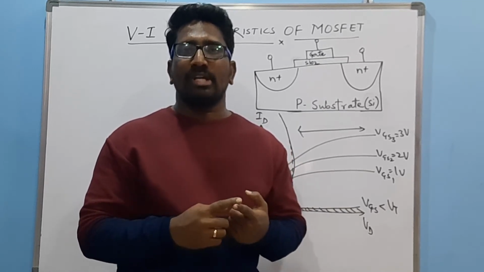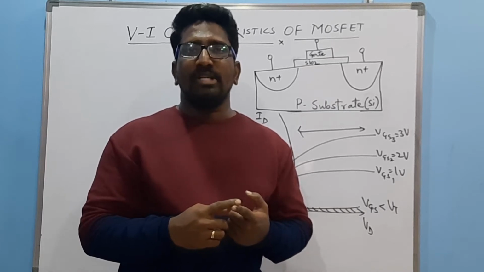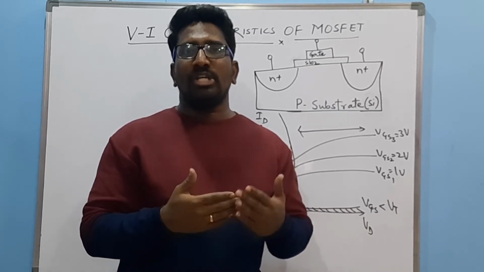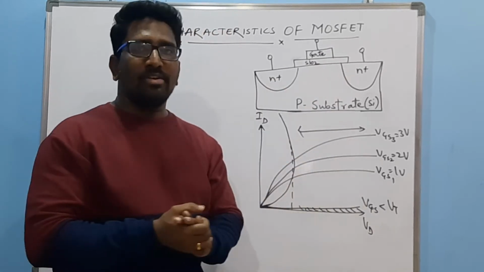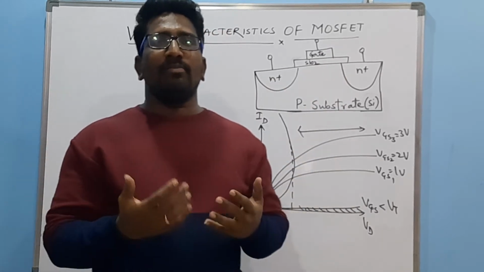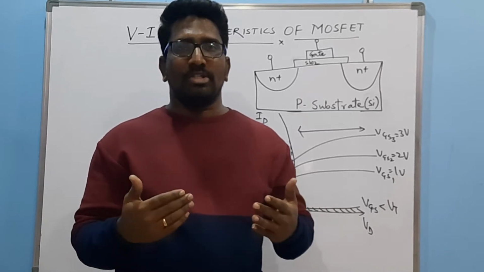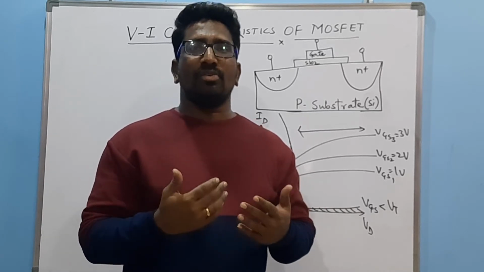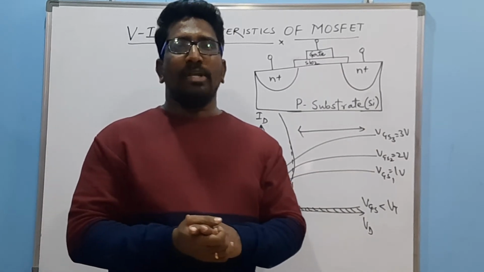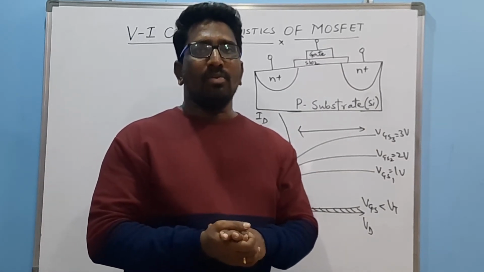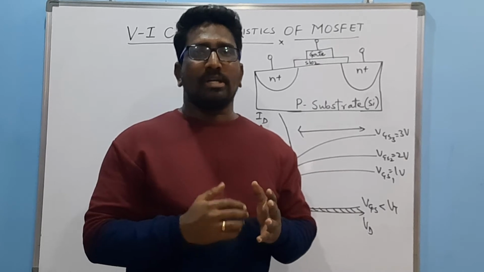The first one is called the cutoff region. In the cutoff region there will be no channel between the source and drain. The channel does not exist between the source and drain, so the current will not flow between these two terminals. That is why the drain current is equal to 0. The current across the drain terminal will be equal to 0, that is, ID equals 0. That is the cutoff region.